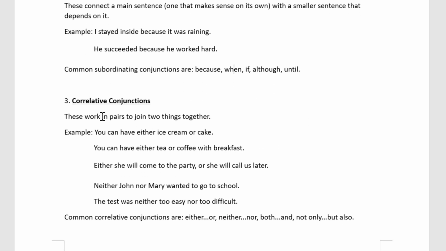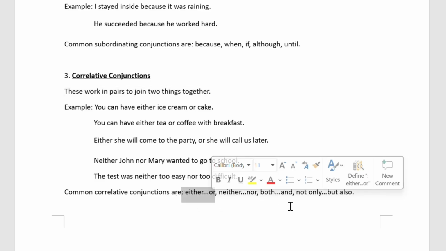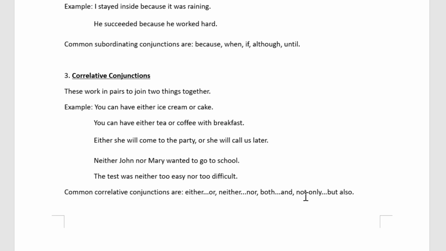Okay, the third type is correlative conjunctions. These work in pairs. Okay, this one is actually very interesting. If you learn this one very well, your conversation will really upgrade. These work in pairs to join two other things together. For example, either or, neither nor. Okay, you can see here either or, neither nor, both and, not only but also. These kinds of conjunctions always come in pairs.